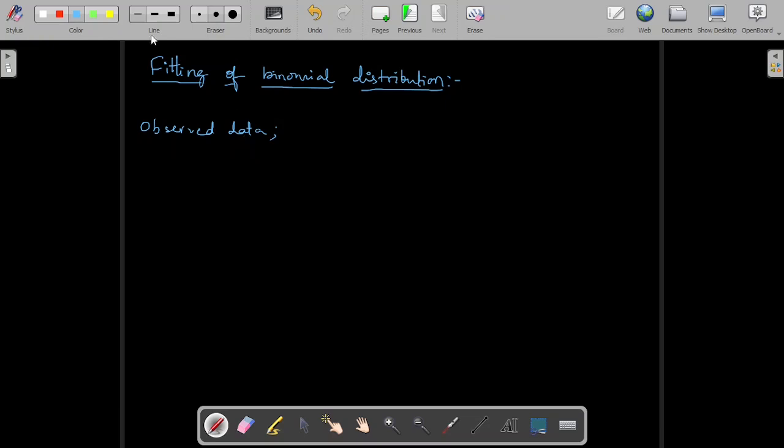Observed data is obtained from repeated trials of a given experiment. Suppose you are tossing a coin 10 times, performing this experiment and recording the observed values. That is called observed data.